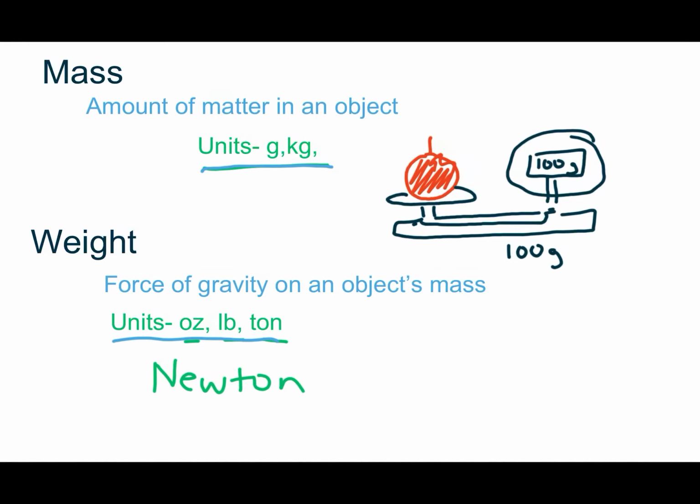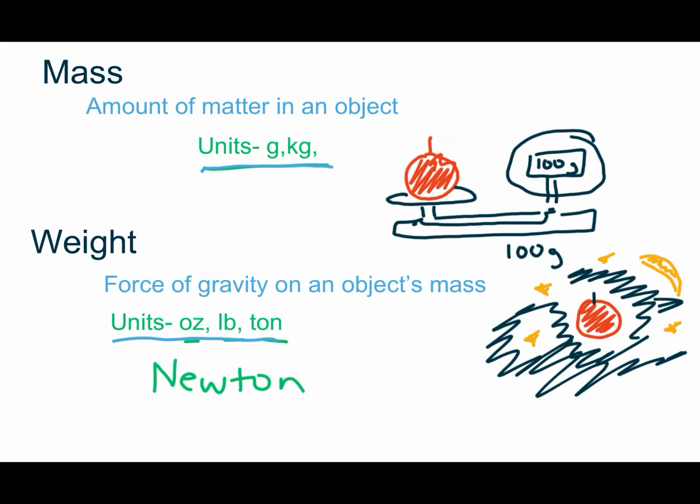Now, we're going to launch this apple out into outer space. I don't know why, but people do things like that. So we're going to launch the apple into outer space here. And we find that the amount of matter in this apple has not changed. It's still 100 grams. However, the weight of the apple as it's floating through space is very different because the effect of gravity on that apple is now different.